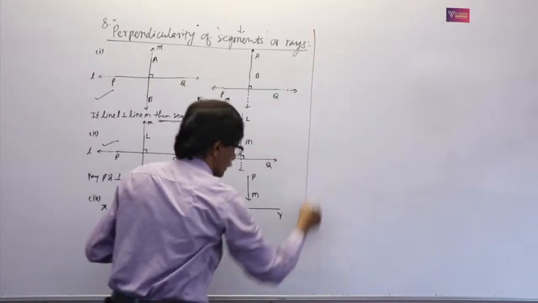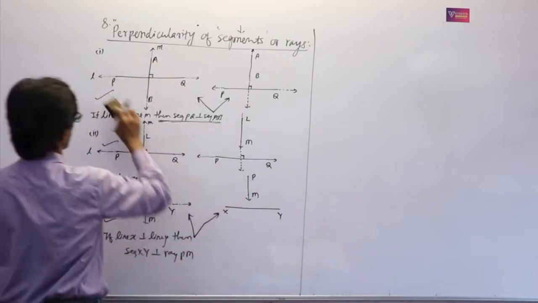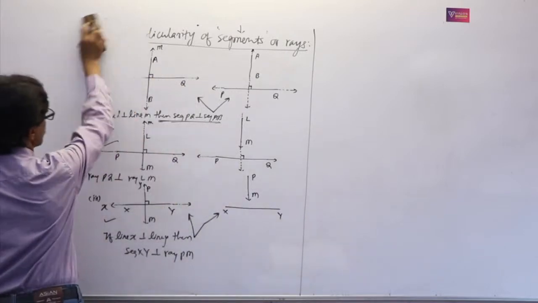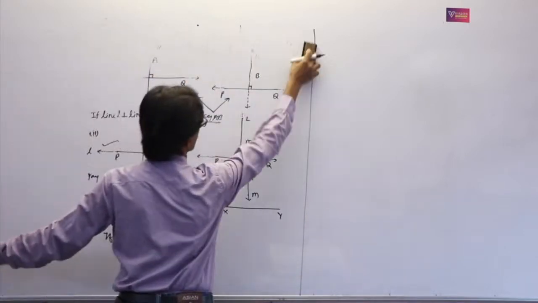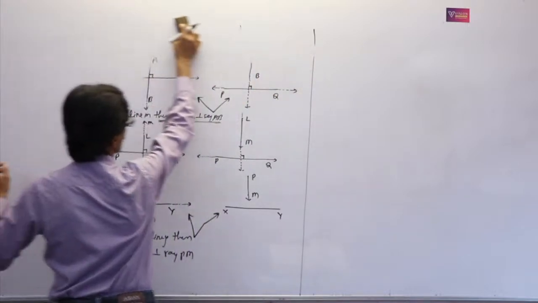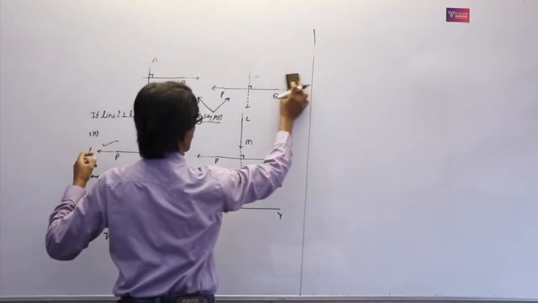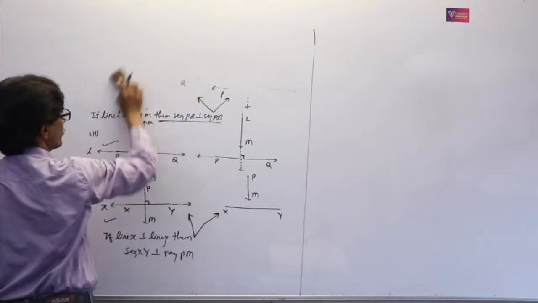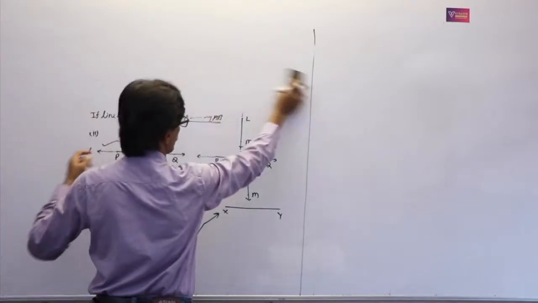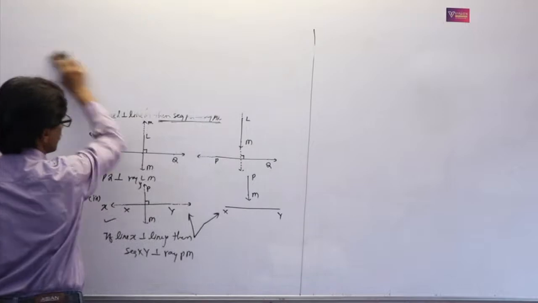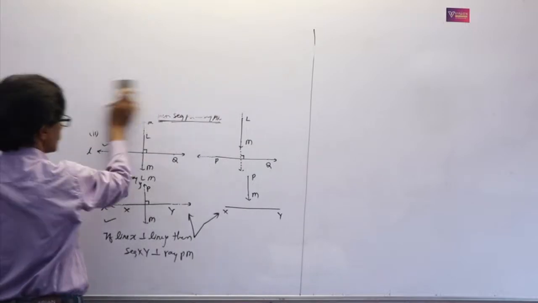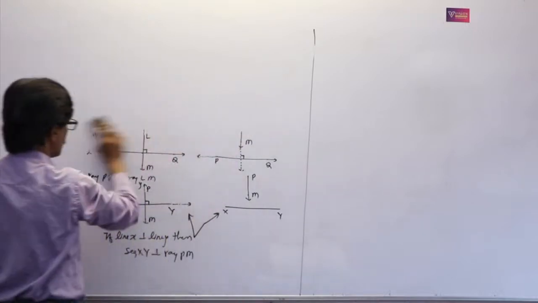Now, the last definition of this chapter, of this point, is the distance of a point from a line. It is also very, very important. This definition also plays a very important role in geometry. Many of the students don't understand how the distance of a line from a point is calculated.